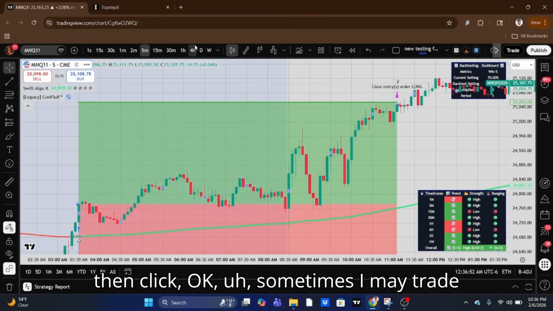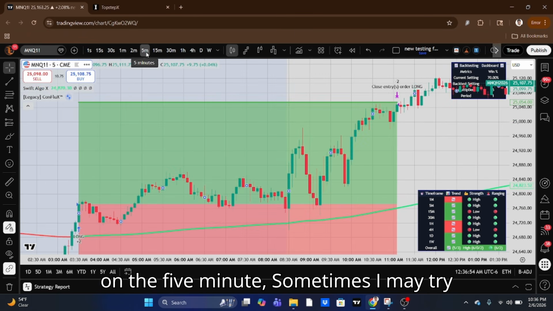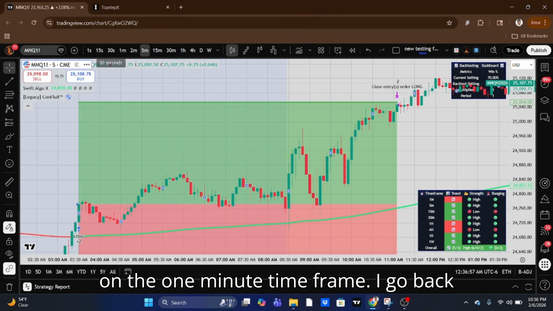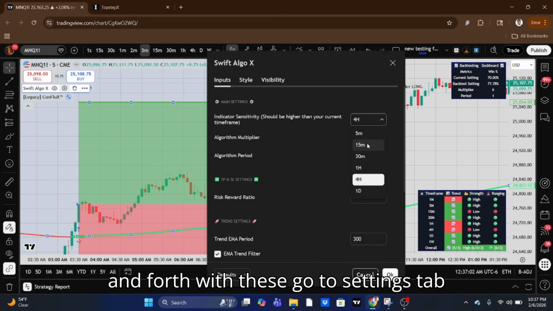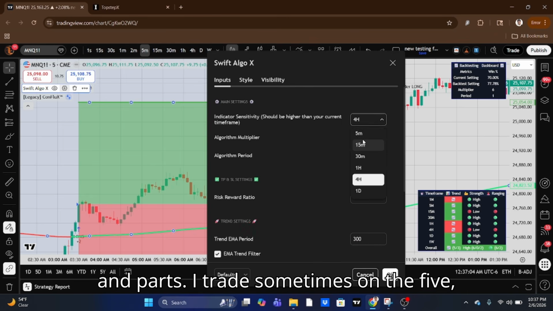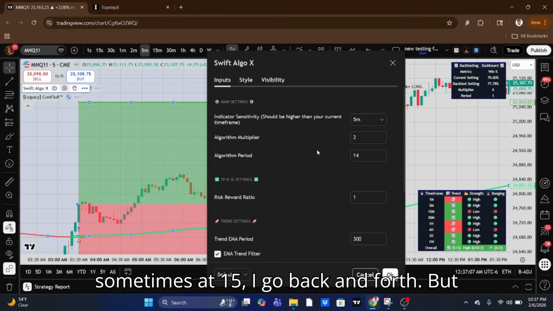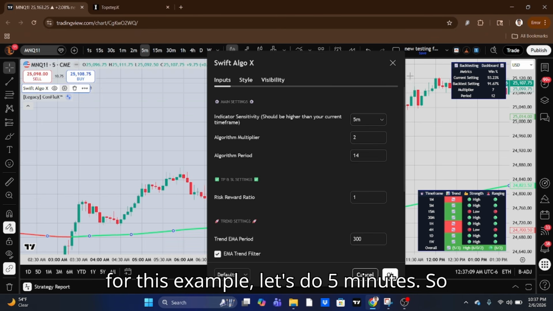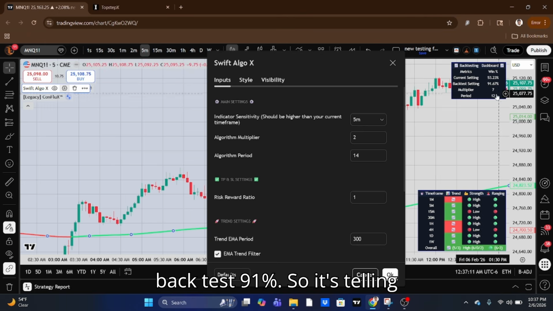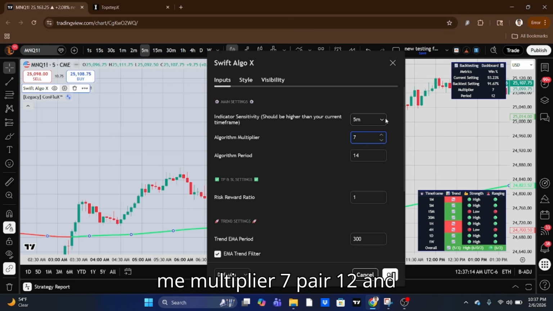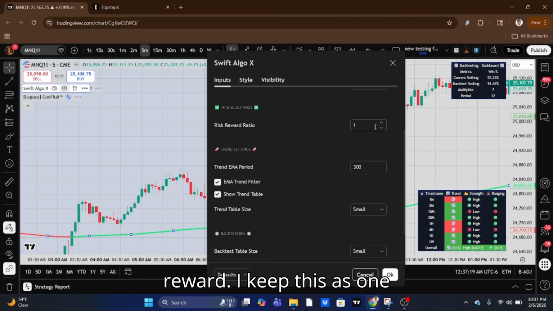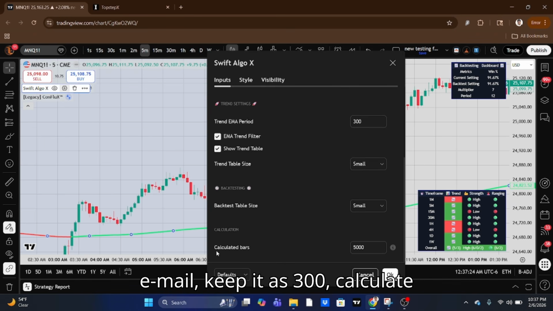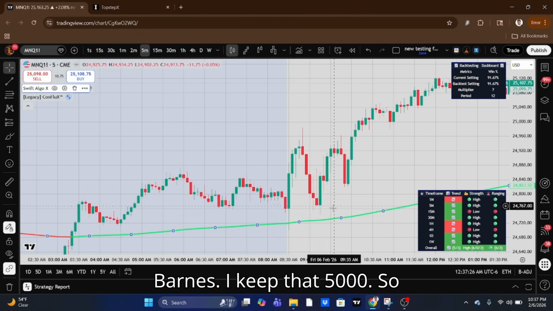And then click OK. Sometimes I may trade on the 5 minute, sometimes I may trade on the 1 minute time frame. I go back and forth with these. Go to the settings tab, inputs. I trade sometimes on the 5, sometimes on 15. I go back and forth. But for this example, let's do 5 minutes. So backtest 91%. It's telling me multiplier 7, pair 12, and I do change them daily. Risk to reward, I keep this as 1. EMA, keep it as 300. Calculate bars, I keep it at 5,000.